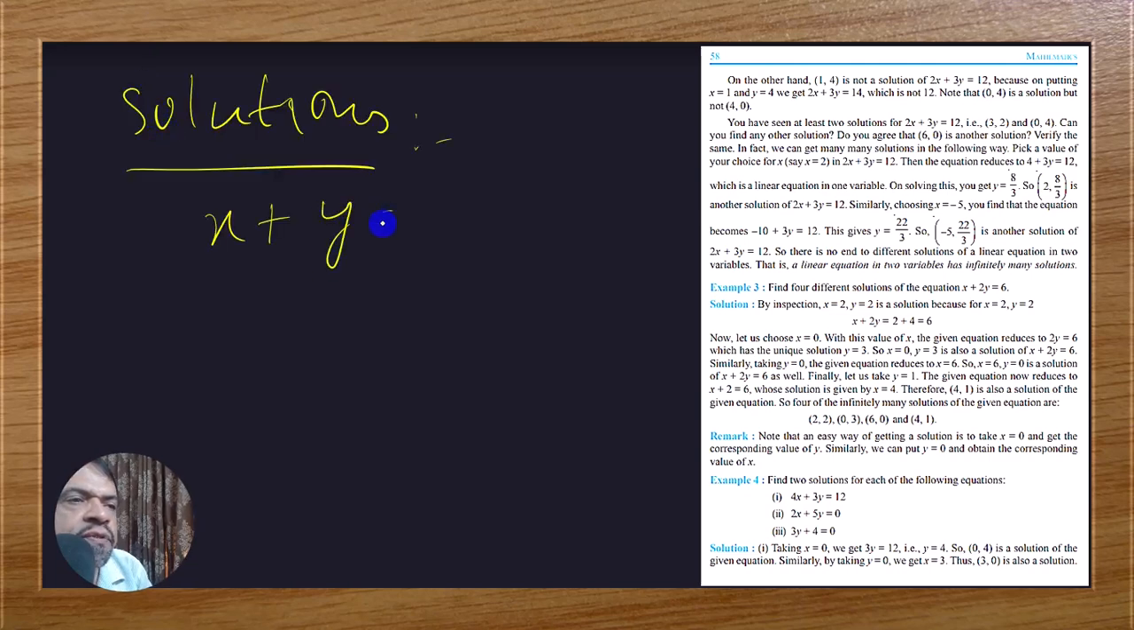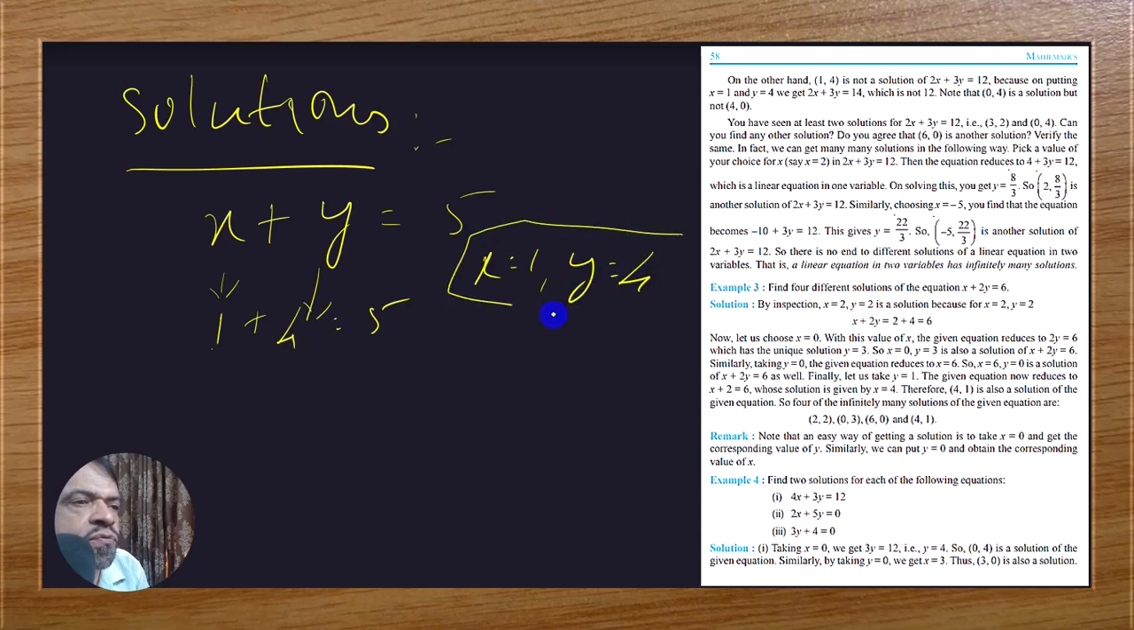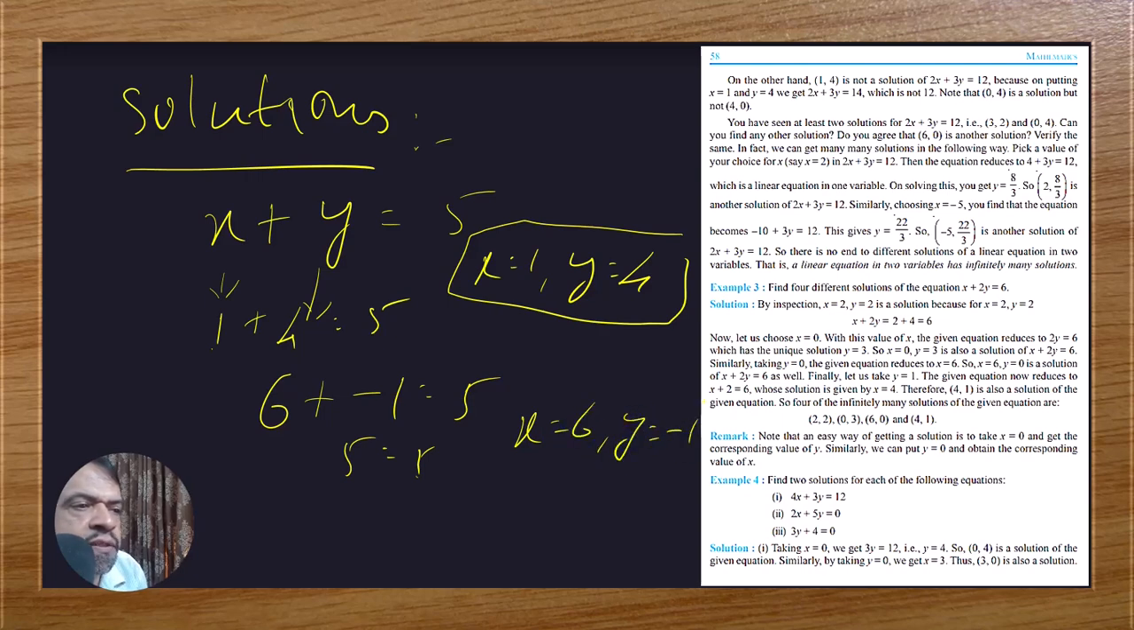Now see the solutions. Solution means, suppose the equation is x plus y is equal to 5. So there are many solutions. If you write 1 in place of x and 4 in place of y, so 1 plus 4 is 5. 1 and 4 satisfy this equation. So one solution is x is equal to 1, y is equal to 4. Suppose I write x as 6 and y as minus 1. It is 5, so 5 is equal to 5. This also satisfies. x is equal to 6 and y is equal to minus 1 is also a solution.